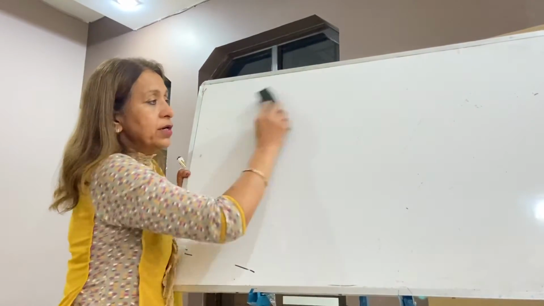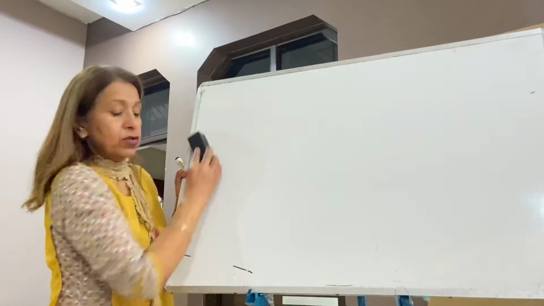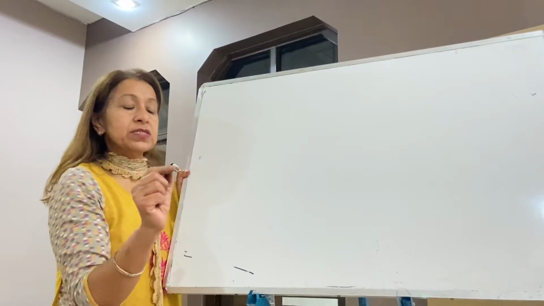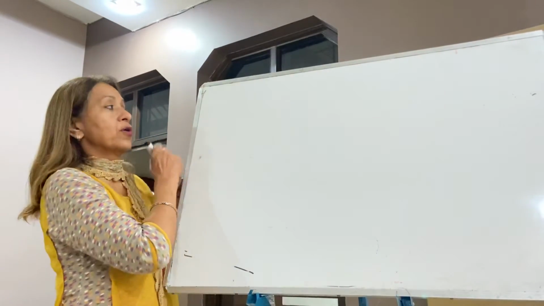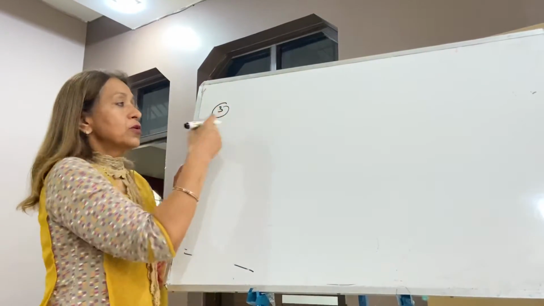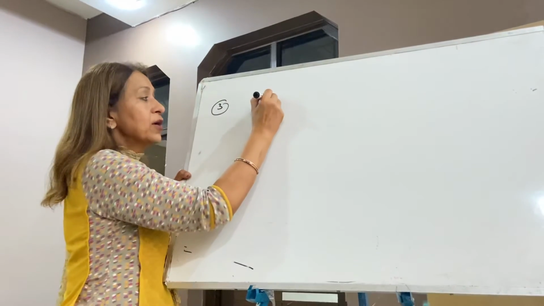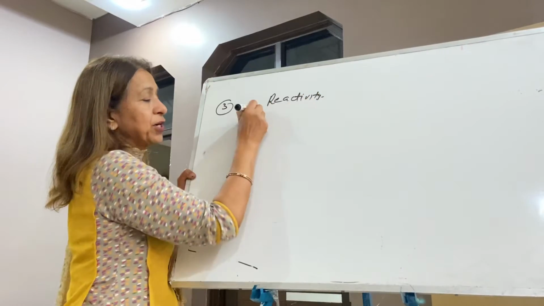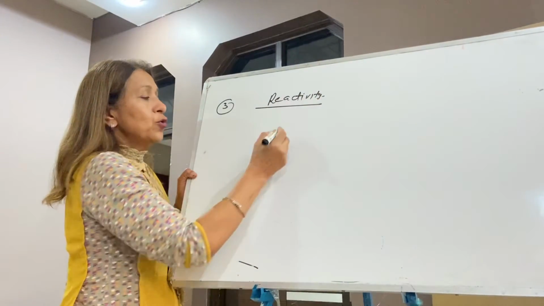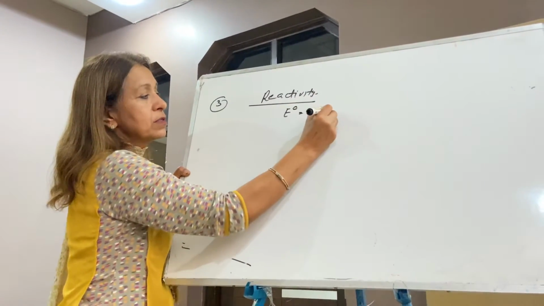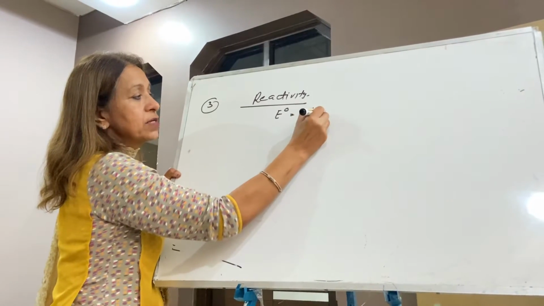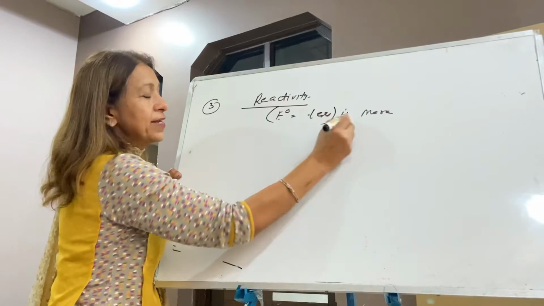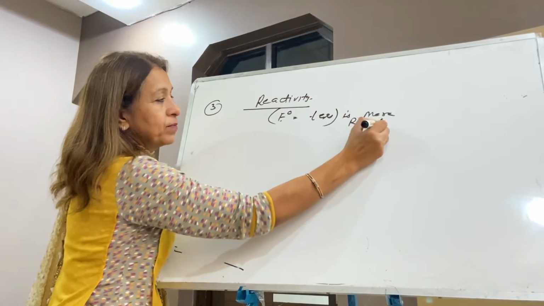Now write down the third, a new thing for you. Write down the third one. Now what we have done: calculate EMF, construction of the cell, and whether the cell is right or not. Now the third topic is based on reactivity. The third application is based on reactivity. I told you, whose E naught is less is always more reactive. Note down: whose E naught is less is more reactive.